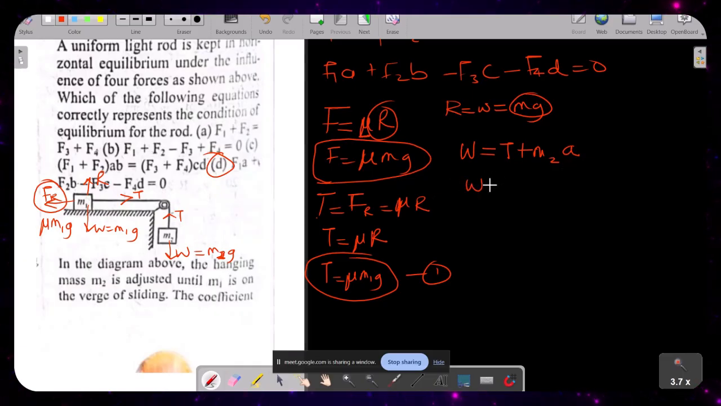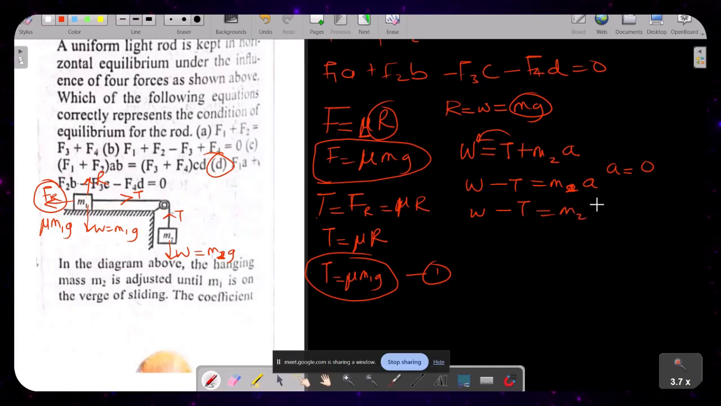So for that reason, we can say that w minus t, if we take this to the other side, is still equal to m2a. But your a, the body is not moving. This body is not moving. It's constant. So since it's constant, your a is equal to 0. So I have w minus t is equal to m2 times 0, which is automatically 0. So I can say that w is equal to t. So my weight is equal to my tension. And since my weight is equal to my tension, what else can I say? This is my second weight too. My second weight is equal to my tension.